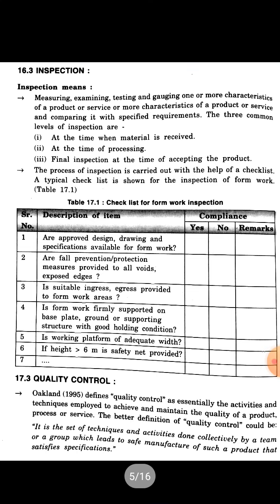Hello students, today we start a new topic, quality control, in the construction quality management chapter.